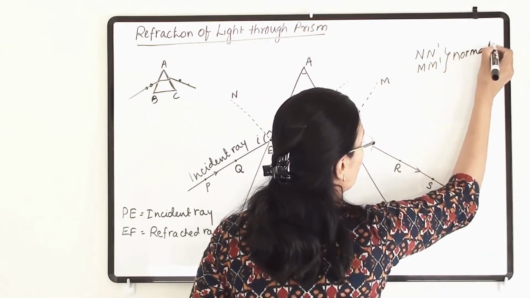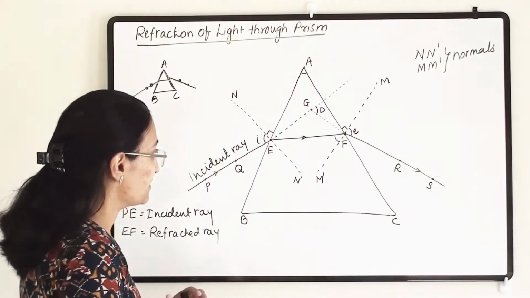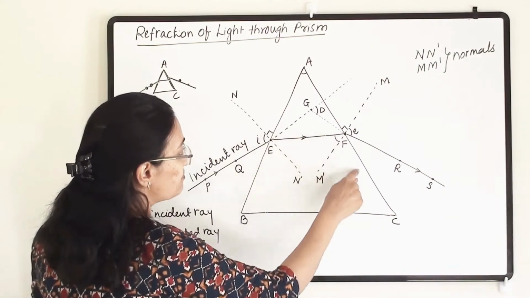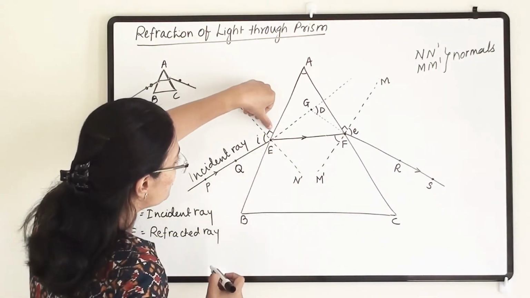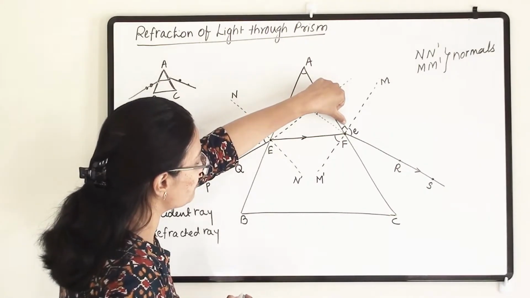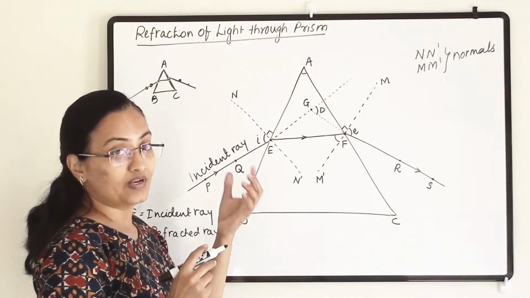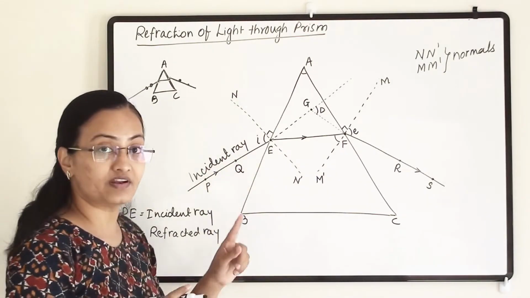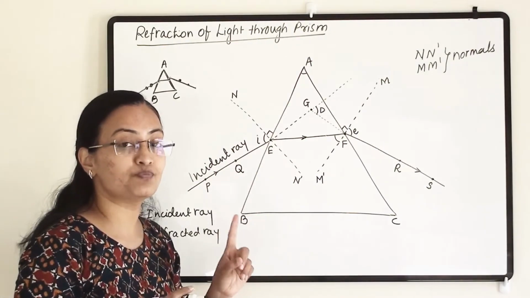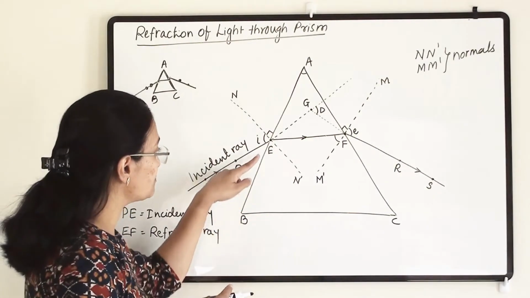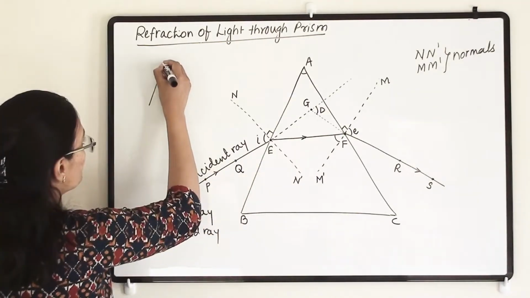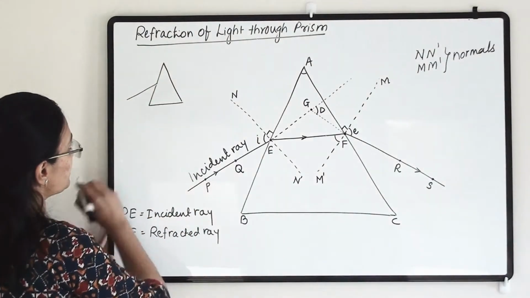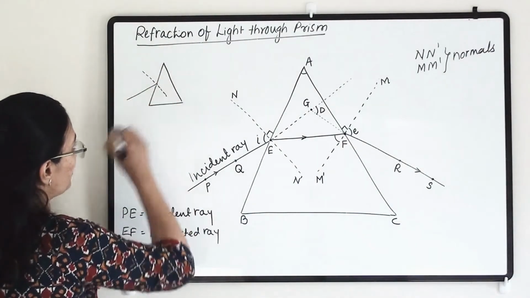These two are the normals. Normals are the perpendicular lines to the surfaces. Why have we drawn these lines? Because they show us how much this ray has bent. Whenever we want to check the incident ray's angle, we always check it with respect to the normal and not with respect to the surface of the prism. Suppose this is our prism and this ray has fallen on the surface. Now we draw one normal.